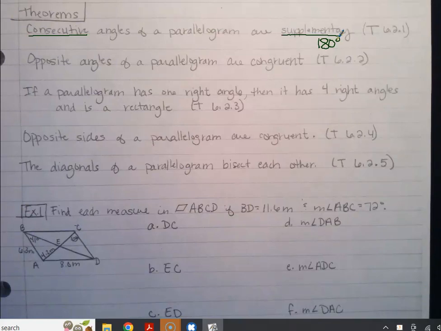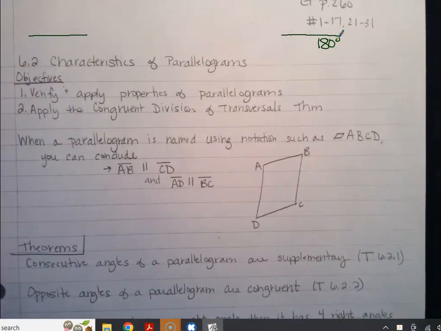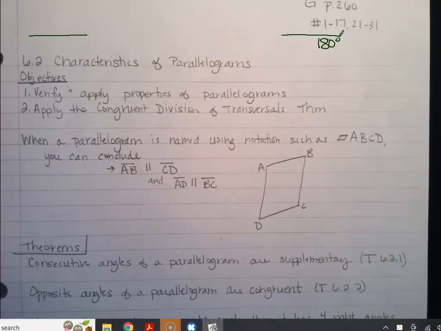So what angles are supplementary here in parallelogram ABCD? Angle A plus angle B is going to equal 180. You don't have to write it down, but angle B plus angle C equals 180. Any two consecutive angles are going to be 180. So that's pretty cool.